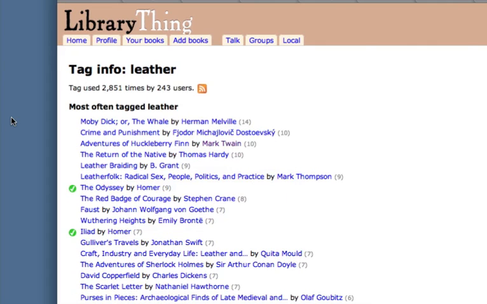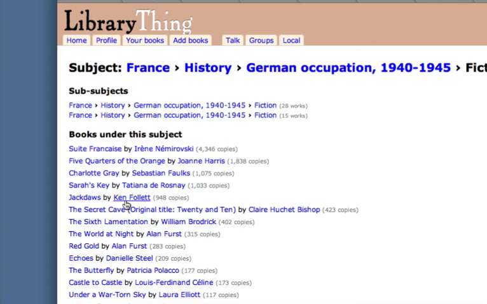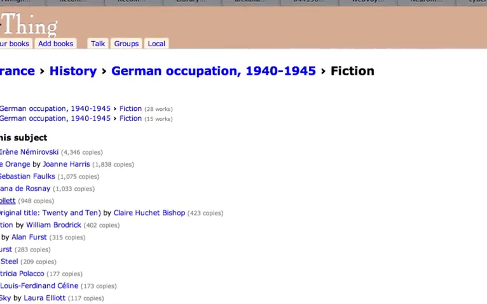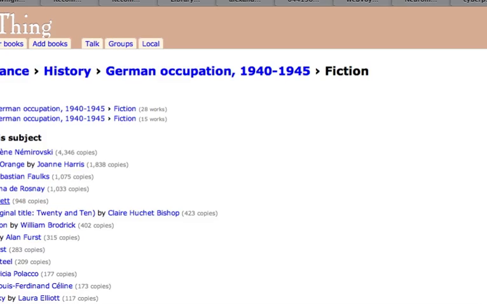Okay. This is even worse. This is leather. Leather-bound books about leatherworking and a certain sort of erotica. The solution, here's another one that subjects do very well, that tags don't. This is a very hierarchical subject, right? All these different levels. How are you ever going to get that in tags? No one's ever going to tag something to this degree of specificity.